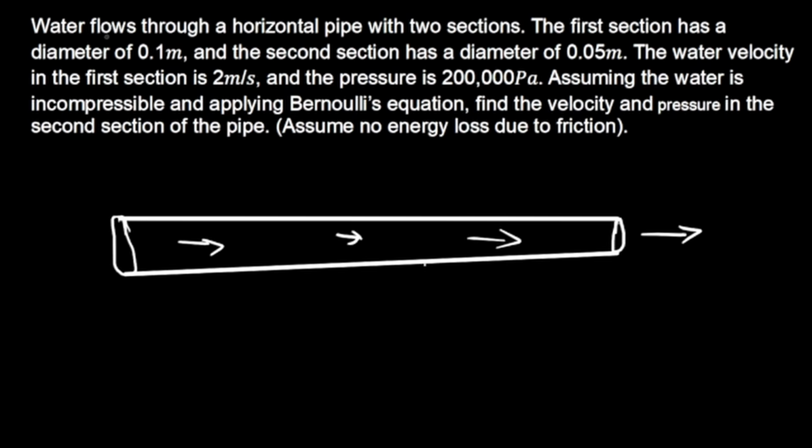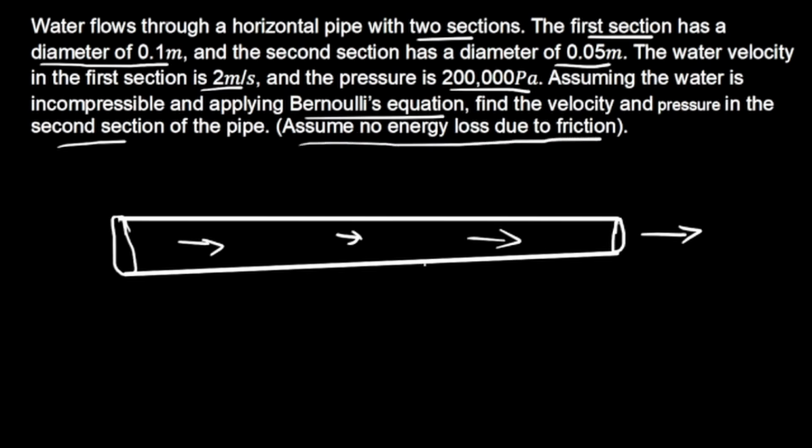This question reads: water flows through a horizontal pipe with two sections. The first section has a diameter of 0.1 meter and the second section has a diameter of 0.05 meter. The water velocity in the first section is 2 meters per second and the pressure is 200,000 pascals. Assuming the water is incompressible and applying Bernoulli's equation, find the velocity and pressure in the second section of the pipe. We assume no energy loss due to friction.